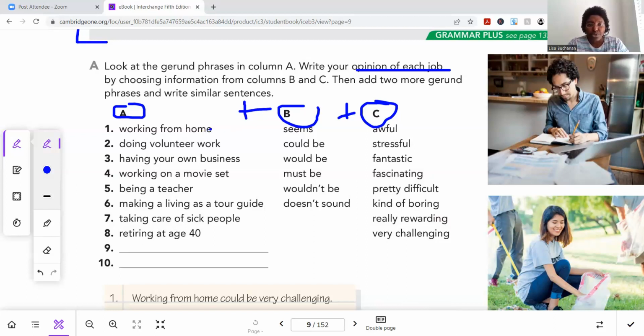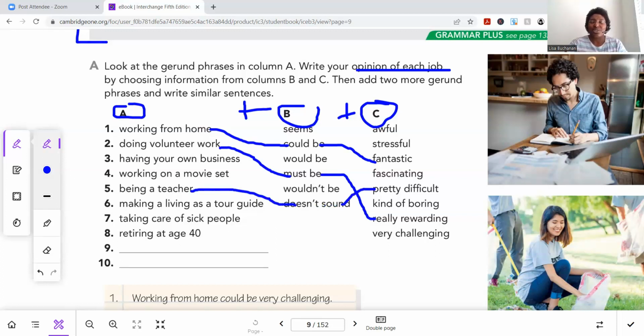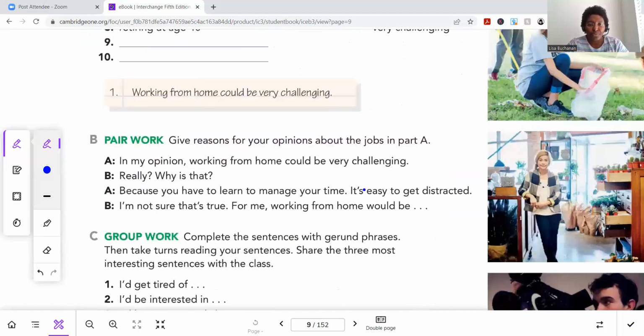For example, let's do a couple of them together. Working from home could be fantastic. That's possible. Or doing volunteer work must be really rewarding. Let's go down. Being a teacher doesn't sound pretty difficult. So whatever it is that you want to pair together, it's just a good way to get practice describing your job or position or potential job. Let's move forward.